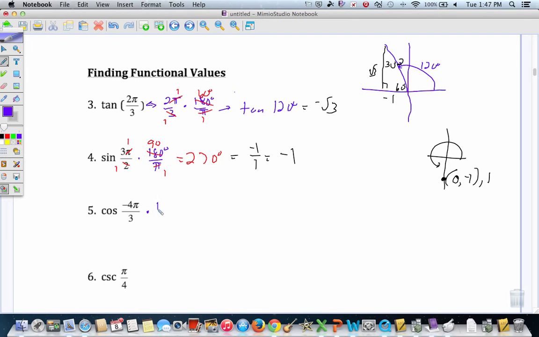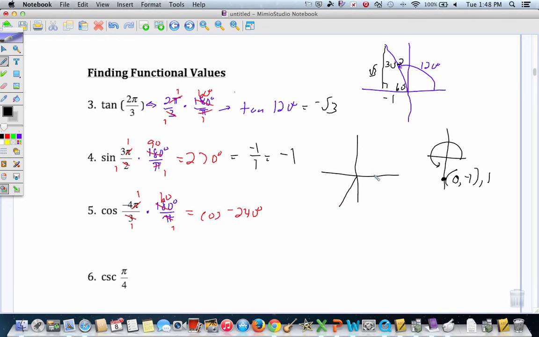Continuing on here, I have the cosine of negative 4 pi over 3. Again, until we get used to the radian measures, we probably don't know what that angle looks like, so it might make more sense to convert it to degrees. Eventually, hopefully, we will know what that angle looks like, but I'll cancel the pi's, the 3 and the 180 to be 1 and 60, which means I'm actually finding the cosine of negative 240 degrees.